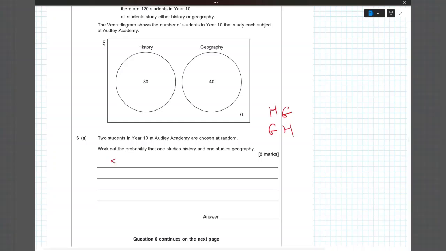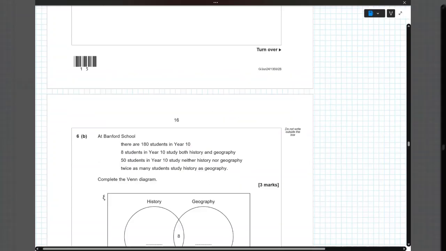So history, 80 out of 120. And then geography is then out of 119 because one person has already been selected and there are 40 that do geography. So we just multiply those across, which gives us 80 over 357, which is wonderful. Our calculator is doing a lot of the work. And then we double it, which gives us 160 over 357.